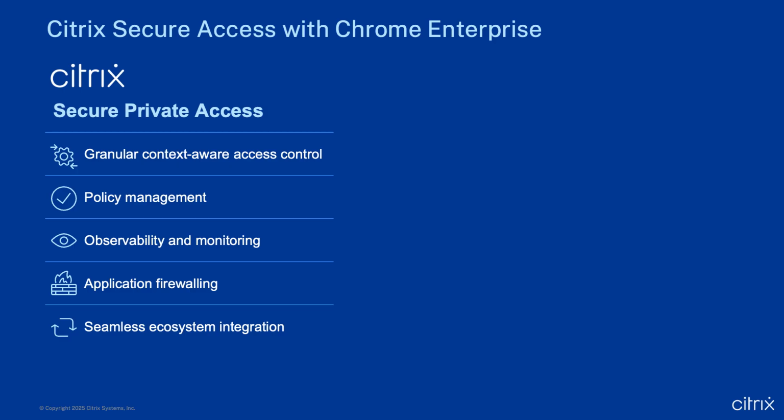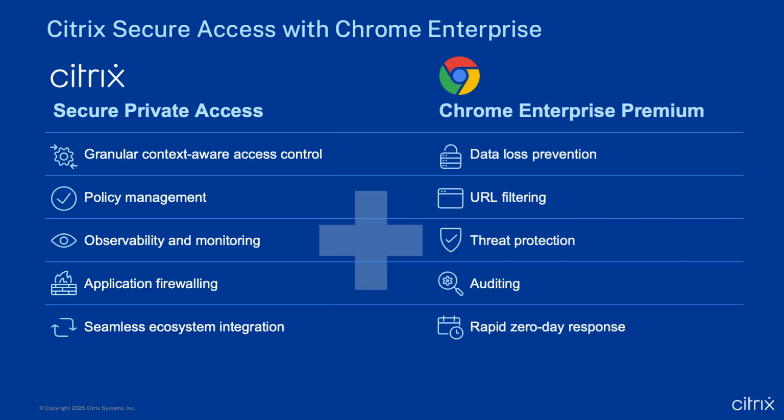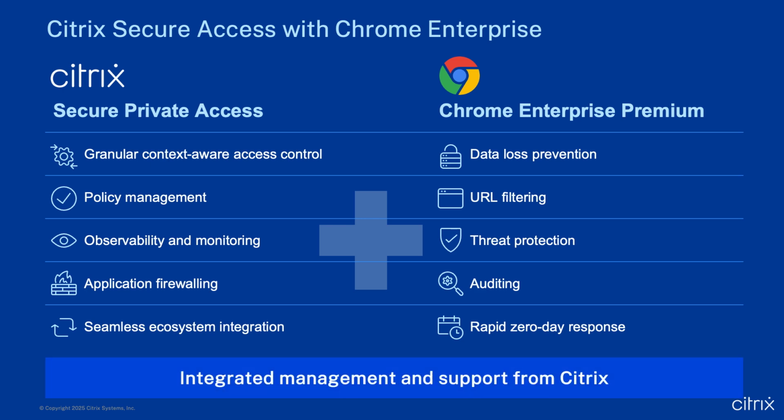Add to that strong policy management, observability, and monitoring, along with application firewalling, and you get deep visibility and control across every session. On the Chrome side, Enterprise Premium adds advanced protections such as data loss prevention, URL filtering, threat protection, auditing, and rapid zero-day responses, all built natively into the world's most used browser. Together, they create an integrated management and support model from Citrix, helping IT teams deliver secure access experiences not only across managed but also unmanaged devices. In short, Citrix and Google are combining forces to make the browser the most secure workplace possible.